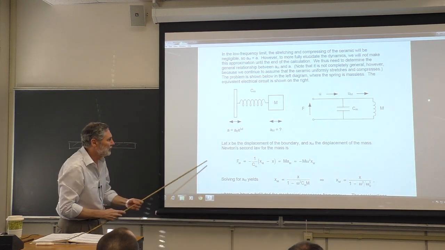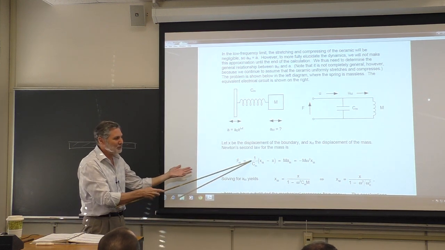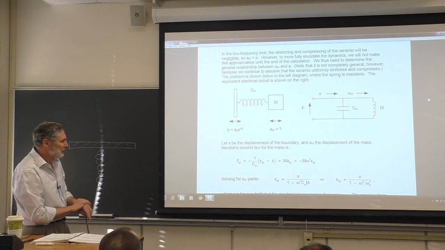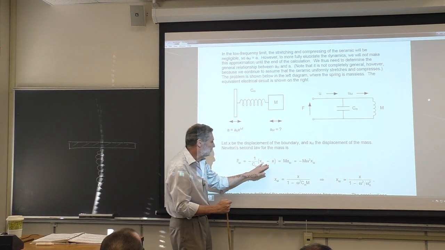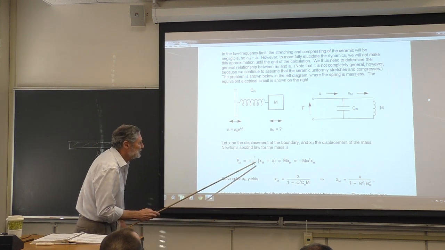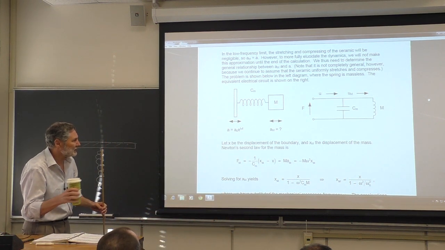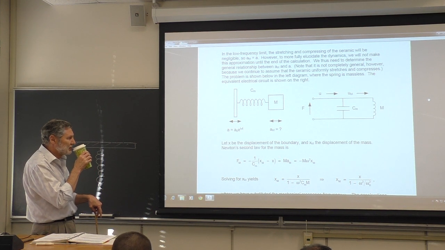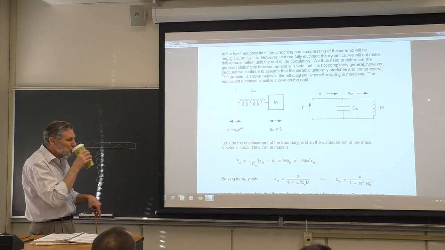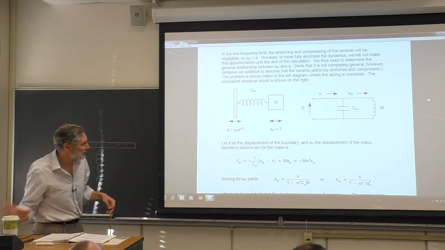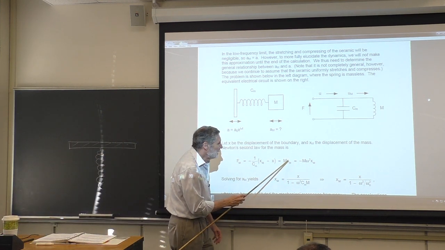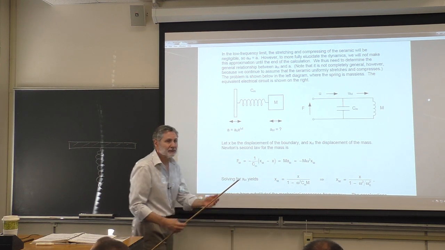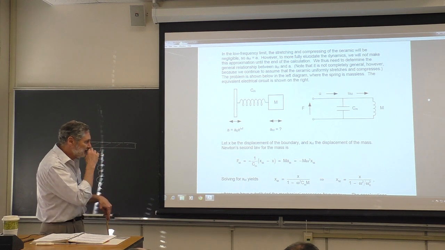And if you're really paranoid, you can do it the other way too. But once you do it this way, it's going to hold for both possibilities, whether this is plus or minus. By Newton's second law, that has to equal the mass of the loaded mass times the acceleration of it. And because this is all steady state here, the acceleration is going to be minus omega squared times the displacement. Okay, usual e to the i omega t.